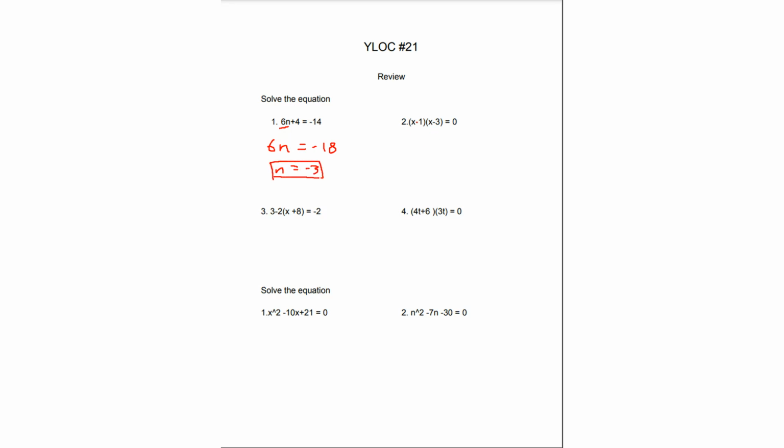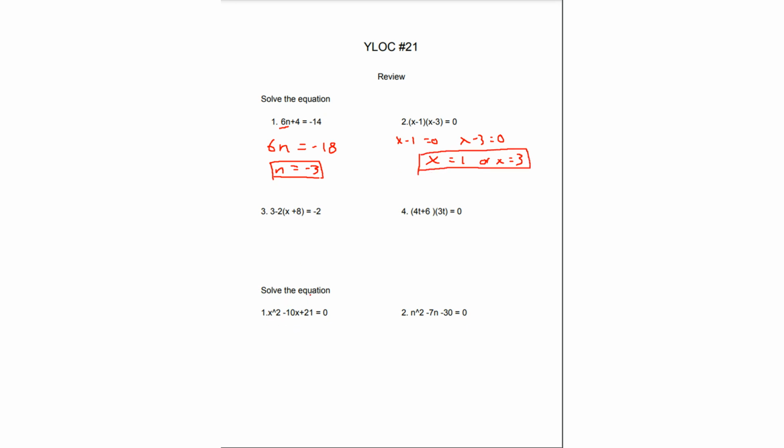Number 2, you have x minus 1 times x minus 3 equals 0. So you could use the zero product property and split it up. So it becomes x minus 1 equals 0 and x minus 3 equals 0. So it becomes x equals 1 or x equals 3 for your answer.